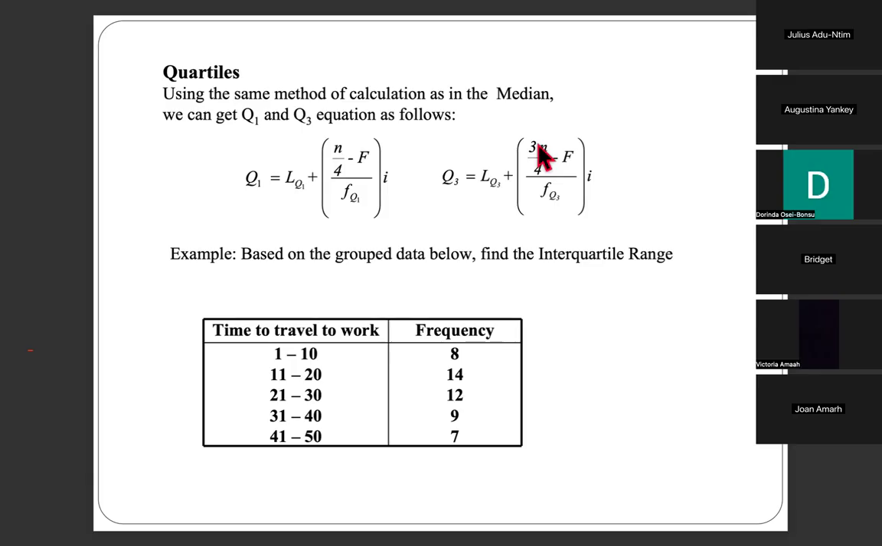So this basically is the 75% and this is the 25%. We want to look at where 25% of our data lies and then where 75% of our data lies. So what we do first is this one will be the lower class limit of the first quartile. This will be the frequency of the first quartile, and this will be the frequency before the first quartile. This will be the lower class limit of the third quartile.